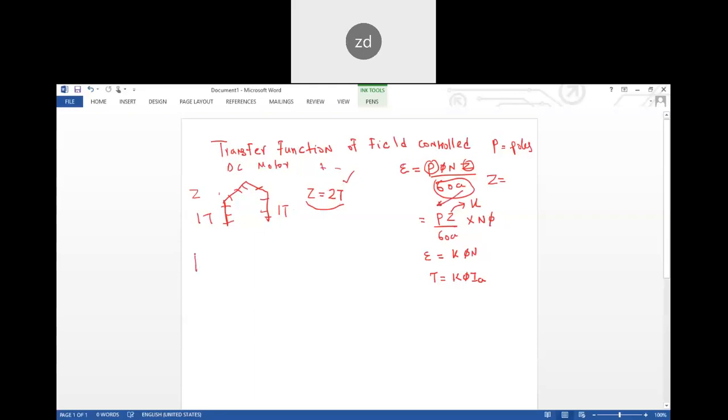These parallel paths are like this: one type of arrangement is like this, and another type of arrangement is like this. So here you see it's a lap connected winding, or wave winding. In the wave winding, the number of parallel paths A would always be equal to 2, whereas in case of the lap winding, A would always be equal to the number of poles. So we are interested in how to calculate the transfer function of the motor.